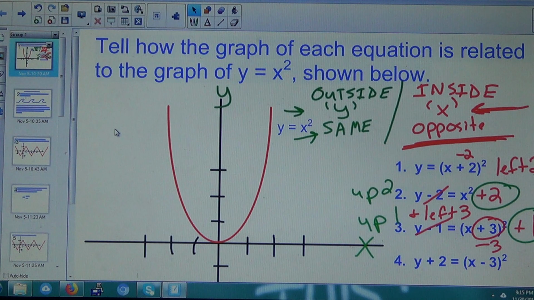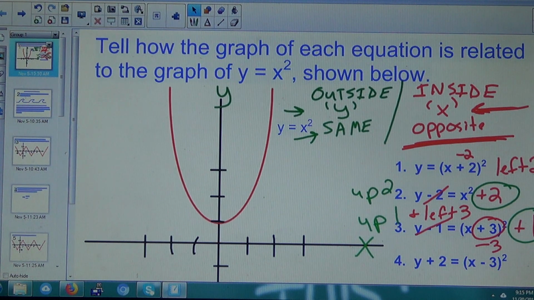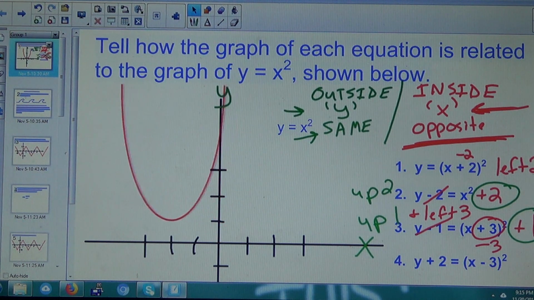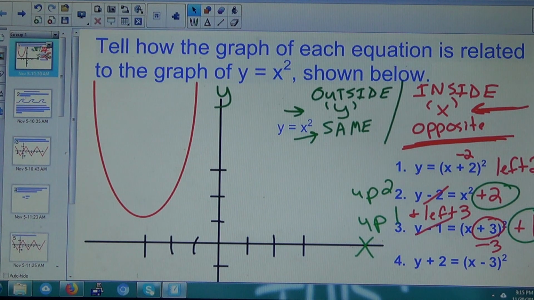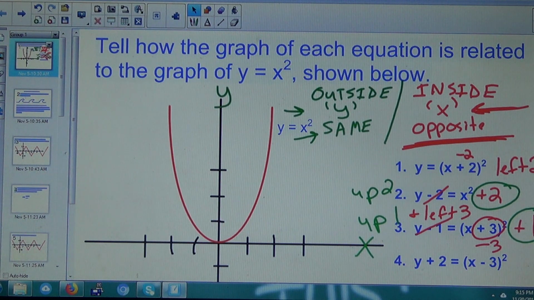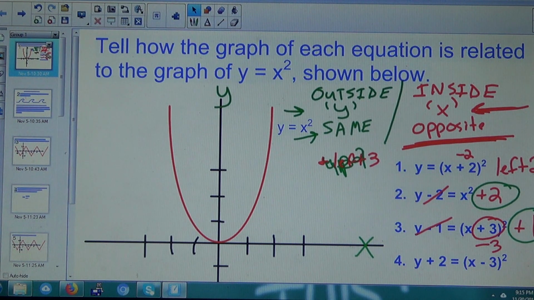Alright, try number 4. So let's graph that first here. I'm going to go up 1 and I'm going to go left 1, 2, 3. So that's where number 3 would land. Alright, I'll try the last one. So I'm going to move these around, try the last one.